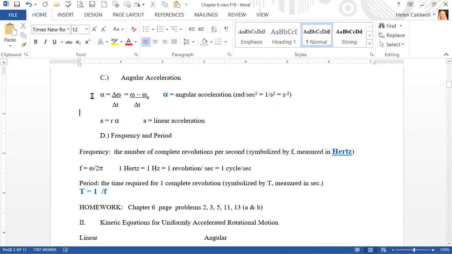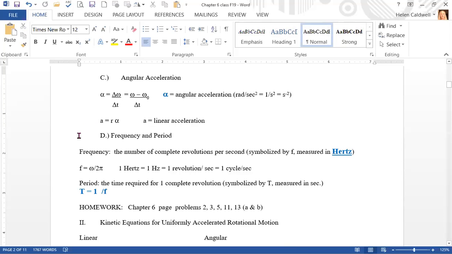All right, so angular acceleration is equal to change in angular velocity over change in time. You'll need to know this equation. So alpha equals omega minus omega 0 over delta t. Angular acceleration is measured in radians per second squared, which, because a radian's not technically a unit, is the same thing as 1 over second squared, or seconds to the -2. And again, if we look at our relationship between linear and angular velocity, linear is equal to r times angular, so a equals r times alpha.